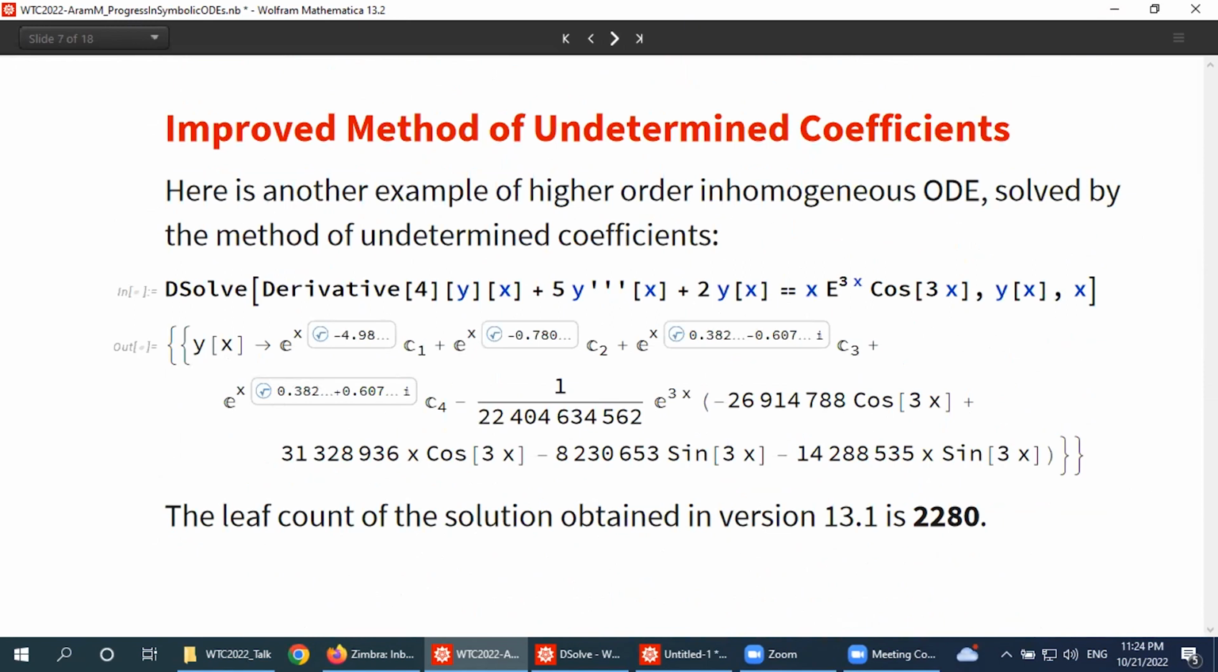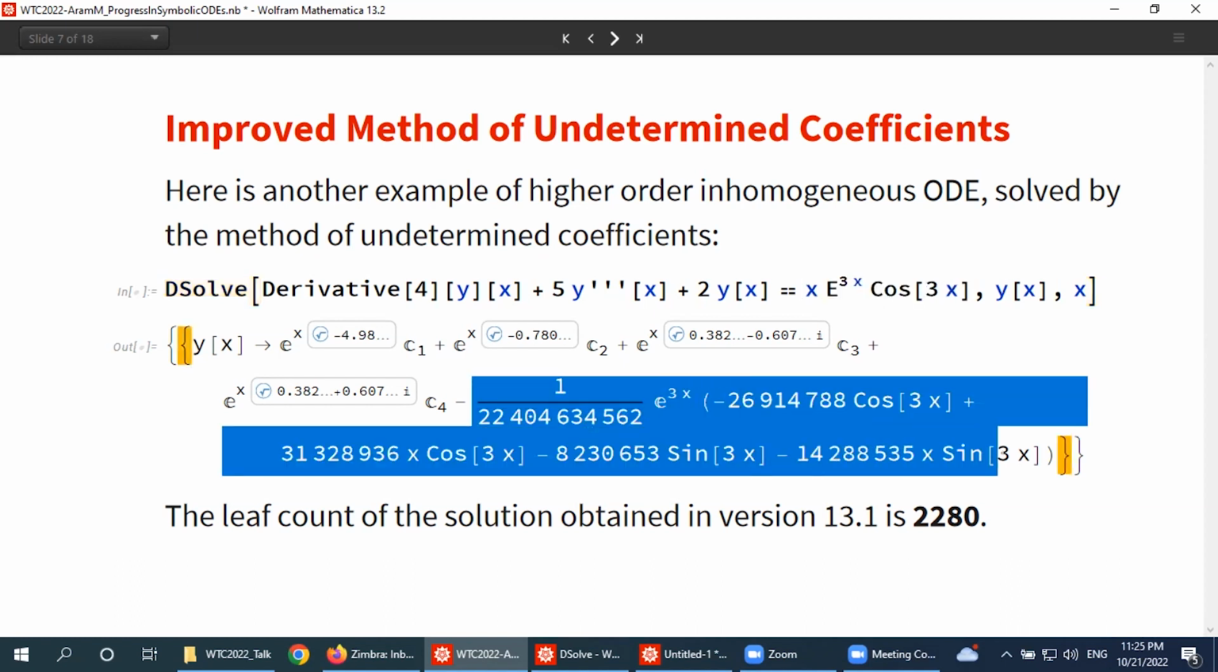And here is another example of a higher order differential equation. We have a fourth order differential equation, and this is the inhomogeneous term of it. And in this case, the general solution of the homogeneous equation contains root objects, because the characteristic equation of the homogeneous equation cannot be solved analytically. But as you can see, the particular solution is free from those root objects, and it's very simple. And if you compare the solution of this equation obtained in version 14.1, you will see that the leaf count is more than 2000. So the solution will be huge and almost unusable.